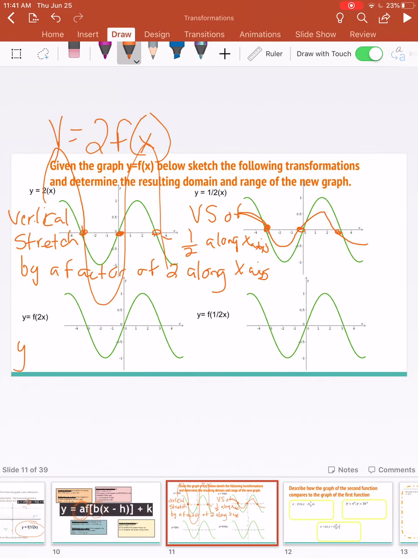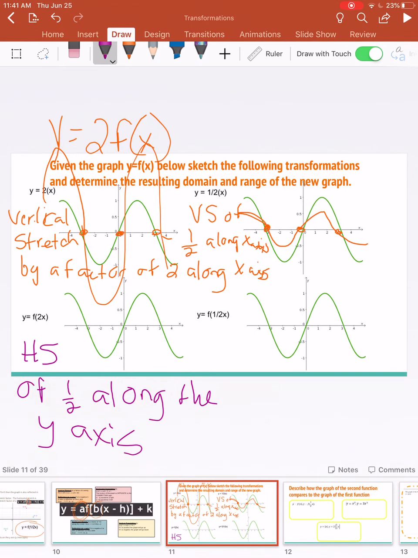Here, that is a b value. So remember, we take the reciprocal of that to find our horizontal stretch. So we'd have a horizontal stretch of 1/2 along the y-axis. I am using abbreviations here just because I don't have a lot of room to write, but when you write on your test, I want to see the correct terminology. I do not want to see abbreviations. Don't be lazy. Then you would be taking all your x values and timesing them by 1/2. So it would look like that.